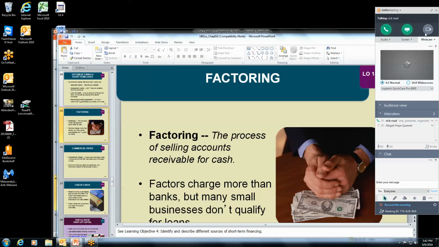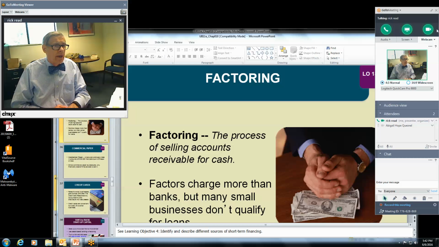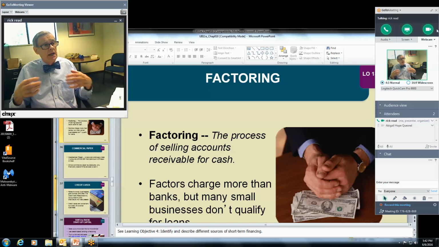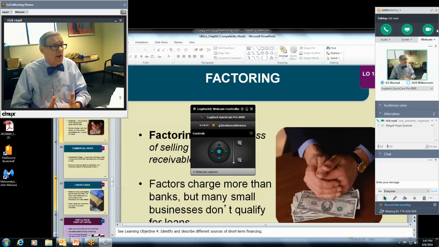Factoring is something where a number of small businesses go to get money back in a relatively quick amount of time. Notice what this is. This is selling accounts receivable. That means I have an account, I have money that's going to come in to me, and I'm going to sell that to you, and you're going to give me X amount on the dollar. So a factor might say, okay, I'll buy that for 90 cents on the dollar.